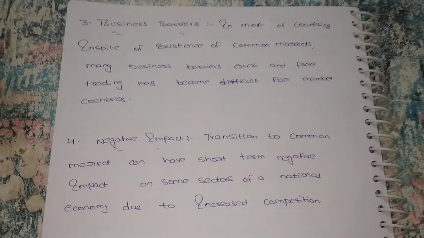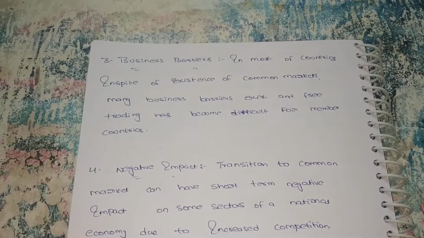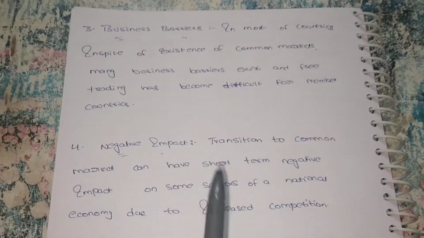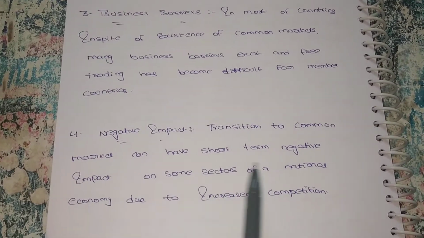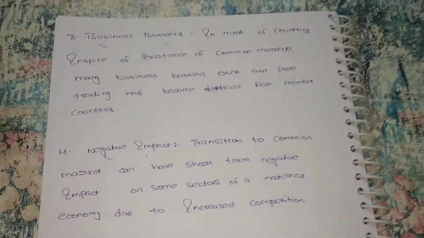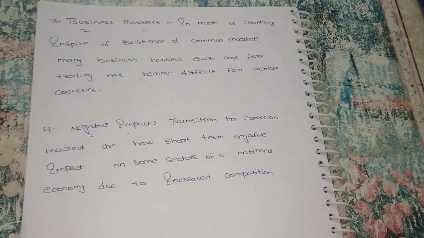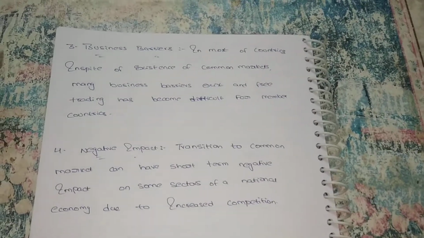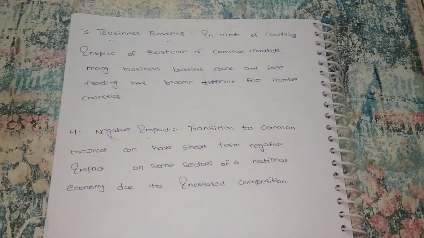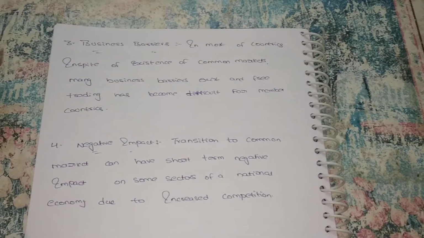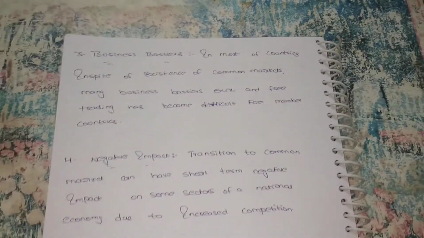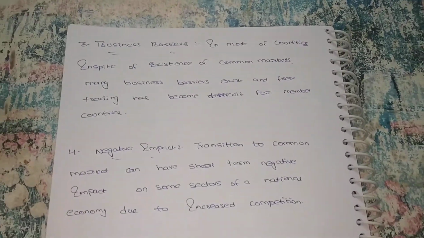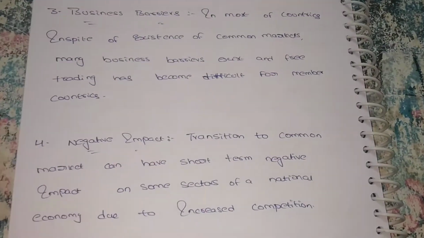Next, negative impact. Due to the creation of competition, the other countries may suffer. Let's see. A transition to a common market can have a short-term negative impact on some sectors of the market due to increased competition. For the increase of the competition, it shows some negative impacts. These five countries are enjoying these benefits, but when compared to the other countries, they may suffer losses. For the short term, there is a negative impact for other countries. So we can say it is also a disadvantage.